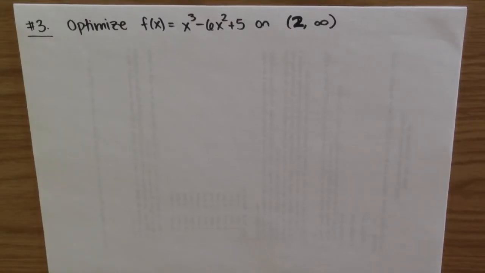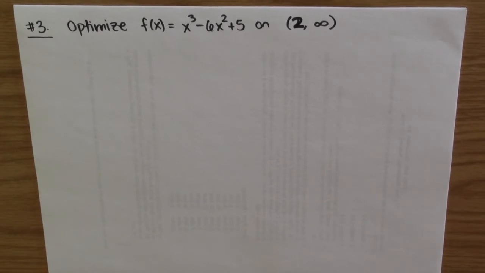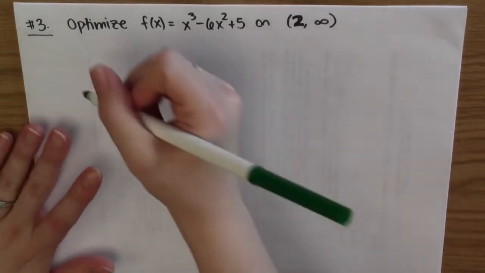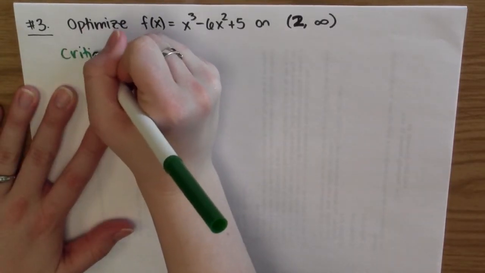For the third method, let's look at the concavity. Let's optimize the function f of x is equal to x cubed minus 6x squared plus 5 on the interval from 2, but not including 2, all the way to infinity. So the first thing let's do is try to find the critical points.